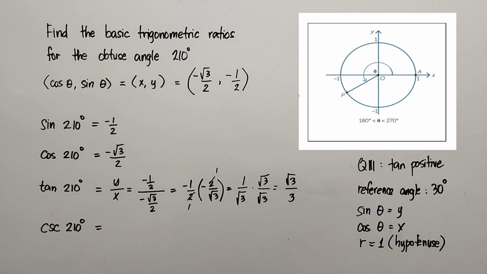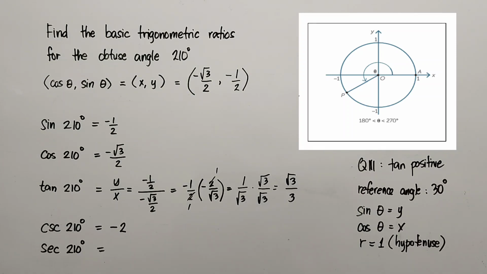For the cosecant 210 degrees, remember that cosecant is the inverse of our sine. So just get the inverse of the sine. How to get the inverse? Get the reciprocal. Since that is negative 1/2, just interchange the 2 and the 1, but you should retain the negative sign. So the answer for the cosecant 210 degrees is negative 2.